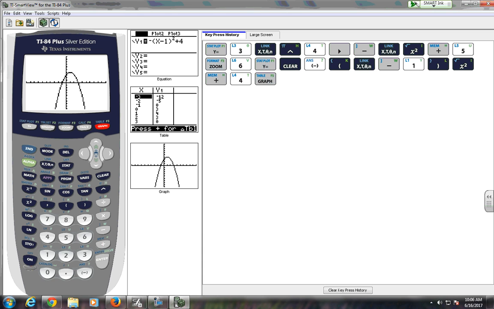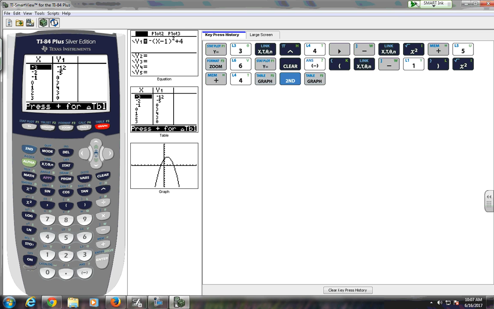If you want to check those point by point, here's a great function to know. Above that graph button, you have table written there in blue. So if you'll do your second key and then your graph button, you'll be able to try that again. Second table, you can see this is the location of all the points where we ended up. So it's a great thing to know how to check your graphs.